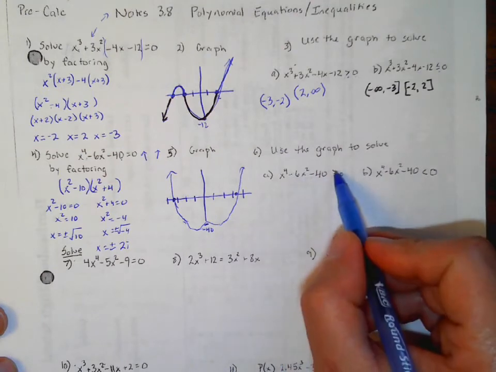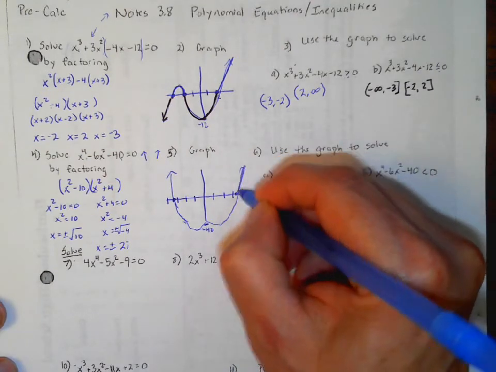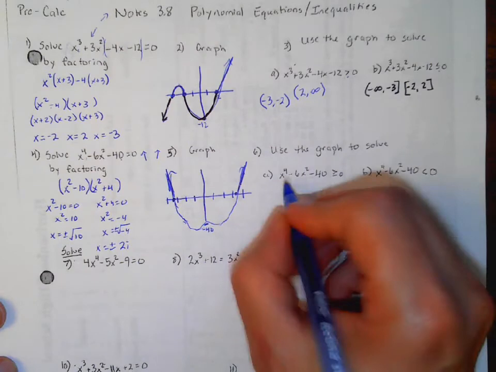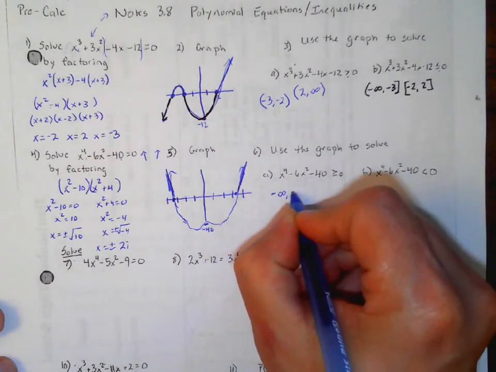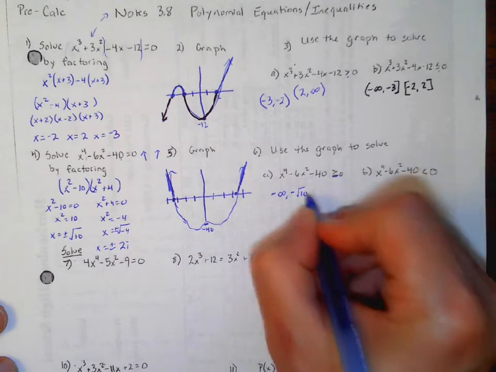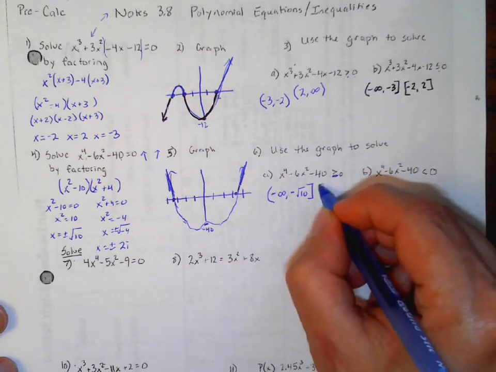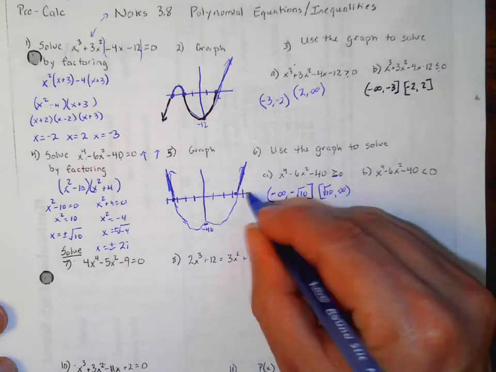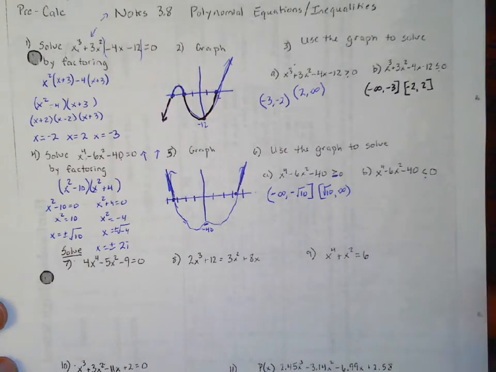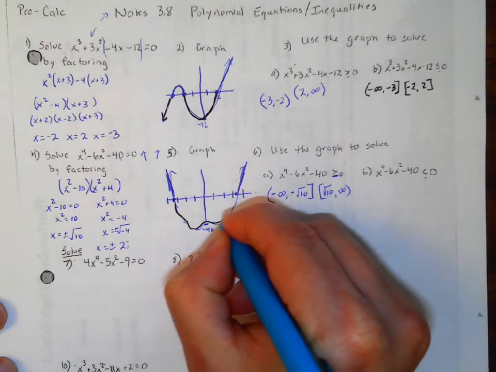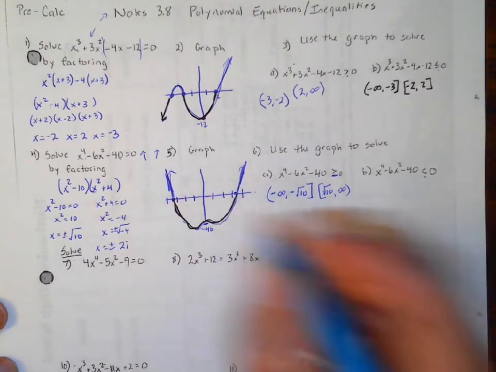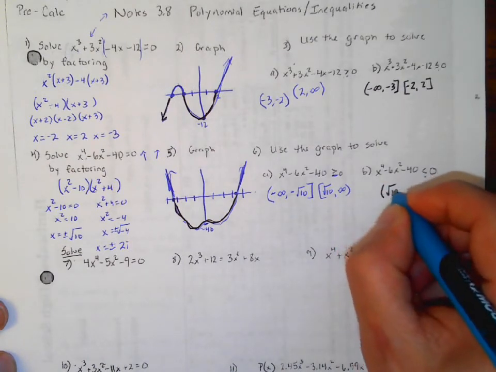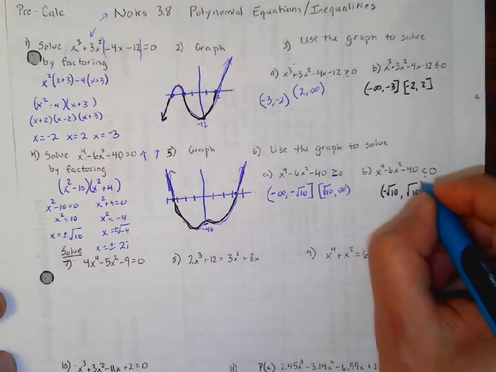So where is this equation greater than or equal to 0? So right here and right here, those are answers that have positive y's, right? So from negative infinity to negative square root of 10, okay, it's or equal to. Where is it less than 0? So this whole area here is less than 0. And it's not or equal to, so parentheses. So from negative square root of 10 to positive square root of 10.